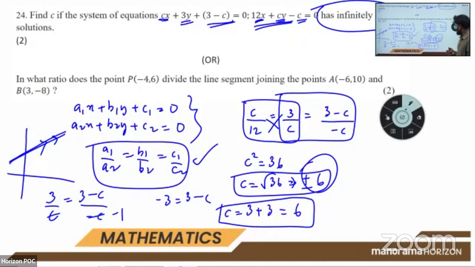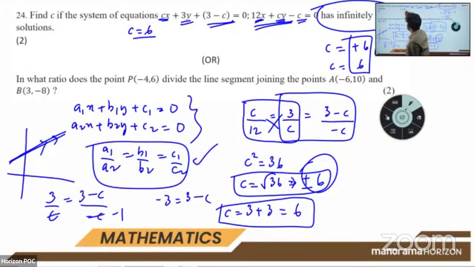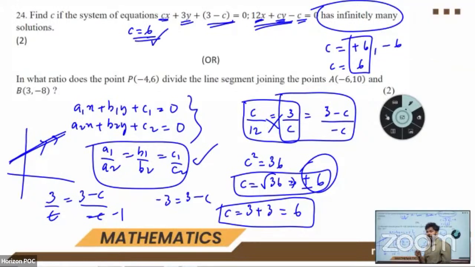Now, what is the problem here? There's a small problem that we have. That is, in the first case, I got C as two values, plus 6, minus 6. In the second and third, I got C as what? Only plus 6. So that means C cannot take both the values. C can take only one value. And what is the common value in these two? It is 6 itself. So what is the value of C here? The value of C should be taken as 6. Only then the system of linear equations will be having infinitely many solutions.